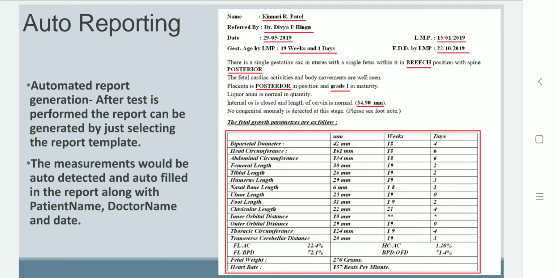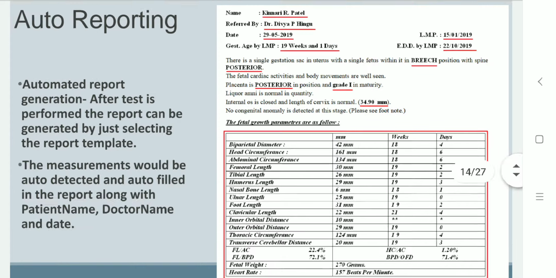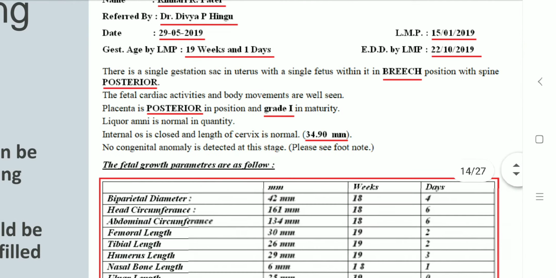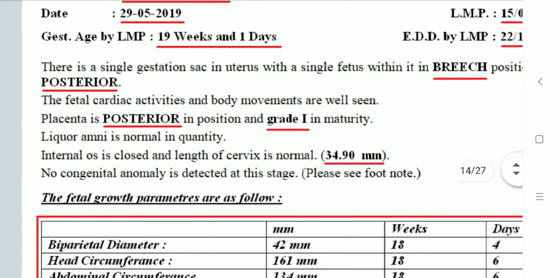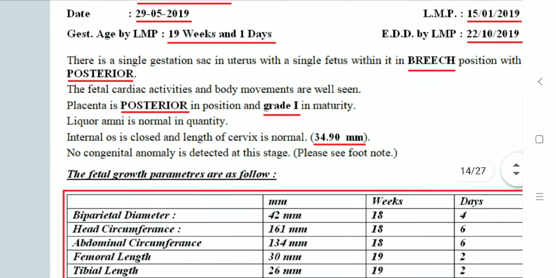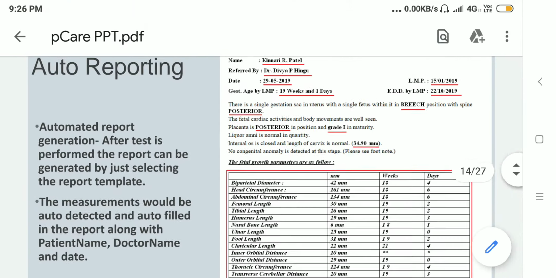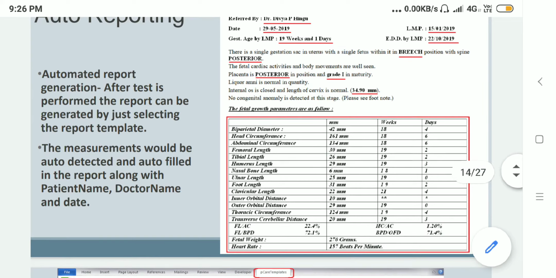Okay, even let's say on the image, if you have written fetus position breech with the spine posterior and placenta posterior grade 1, even that will come automatically into the report. You can see it here underlined. Okay, no need to type it manually. So this is the second part, which is automatic report generation.